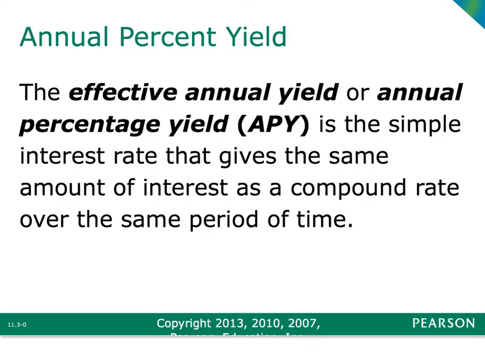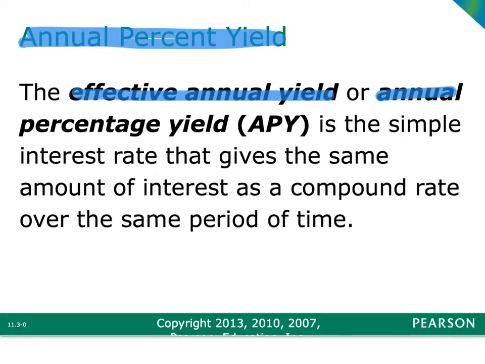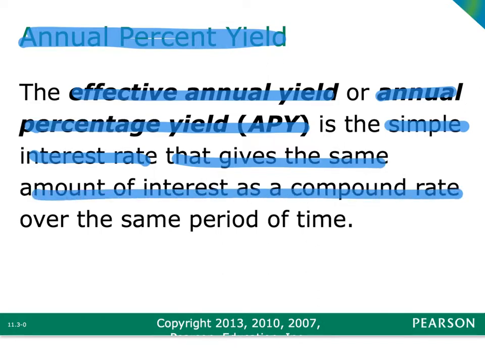Okay, let's talk about annual percent yield, or APY. Sometimes we call that effective annual yield or annual percent yield. So you'll see that on accounts sometimes. It's kind of the equivalent simple interest rate. It's a simple interest rate that gives the same amount of interest as a compound rate over the same period of time. So it would kind of say, if we did our compound calculation, and then we wanted to look at, well, what if we just did simple? What simple interest rate would give us that same money? So that's kind of what we're doing with annual percent yield.